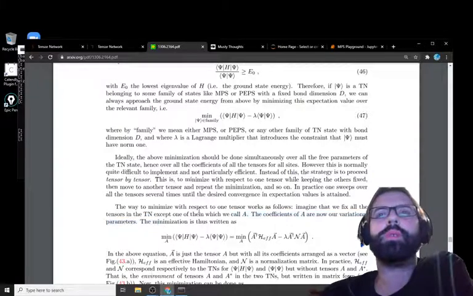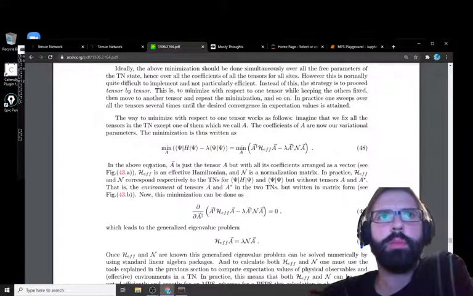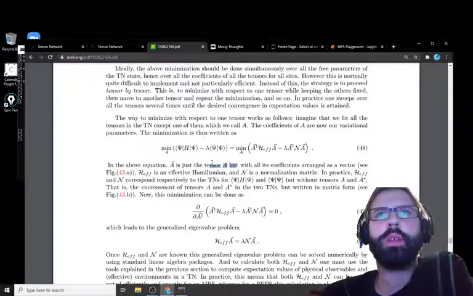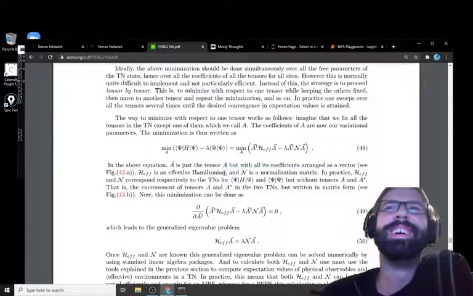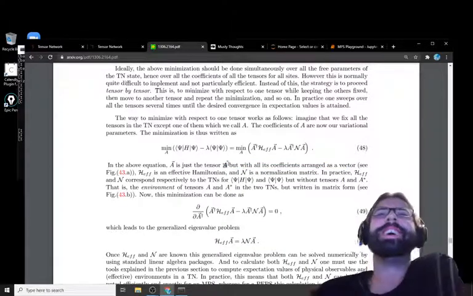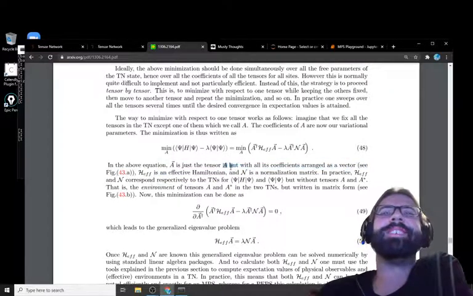Then the minimization is written like this. In the above equation, it's just a tensor A, but with all its coefficients arranged as a vector. So you're reshaping the whole thing so you can calculate these.